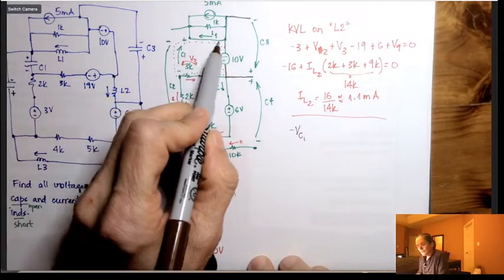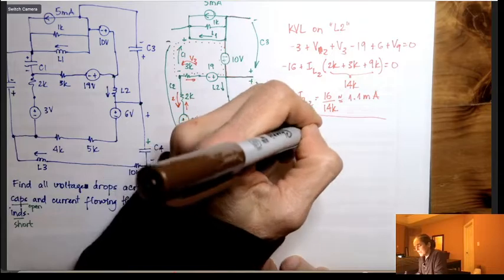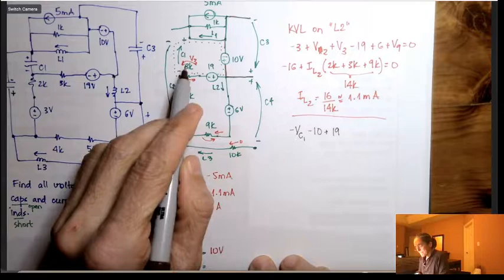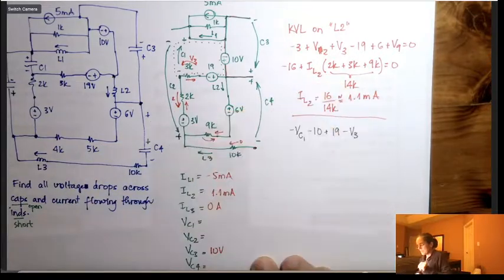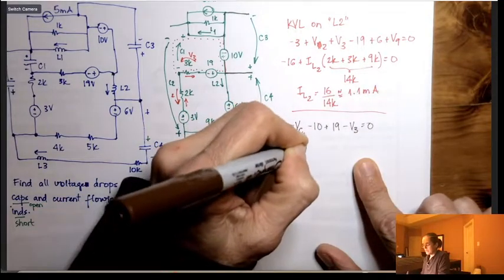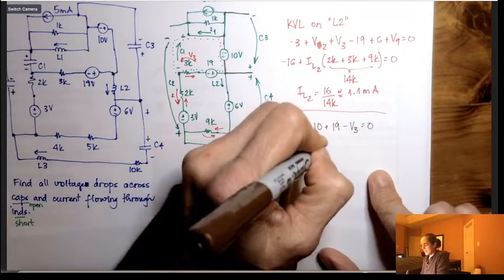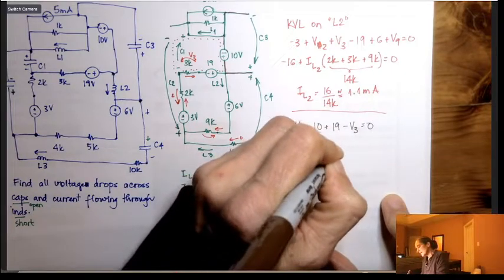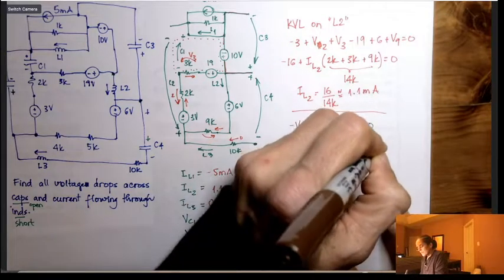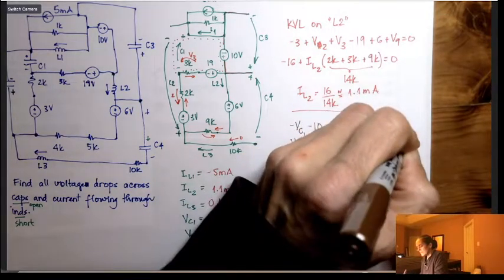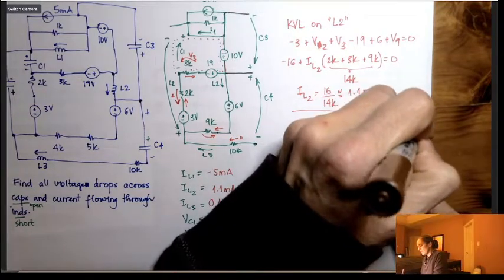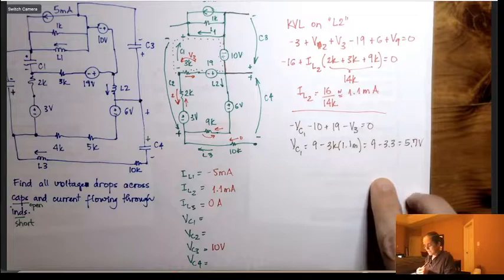So I'm going to do KVL here as if the capacitor was part of this loop here, and I'm going to dot it so that you know my pathway. So this would have been minus VC1. And here there's no voltage drop because this is a short. And then I find the 10 there, minus 10, plus 19, minus V3, equals 0. So VC1 will be 9 minus V3, which is 3K times that current, 1.1 milli, which is 9 minus 3.3, which is 5.7 volts. So that's VC1.